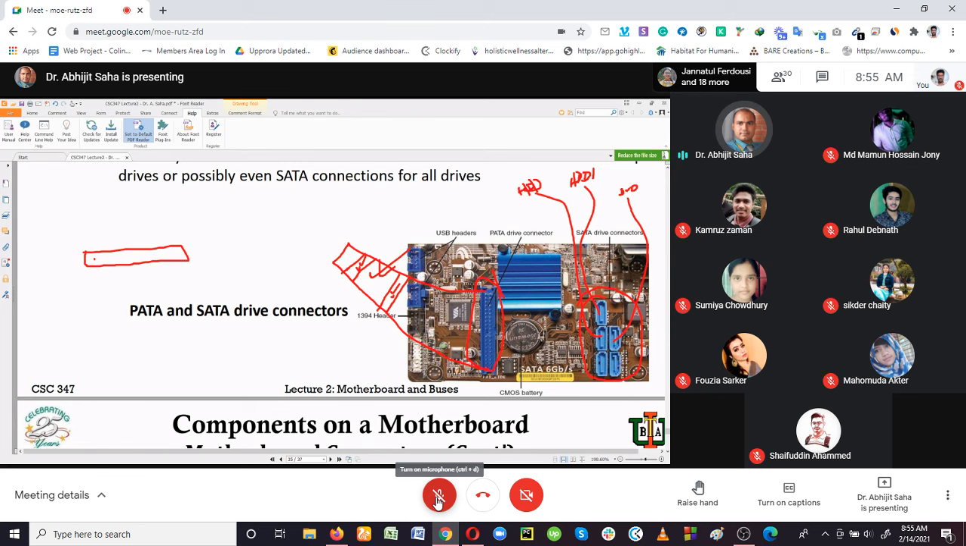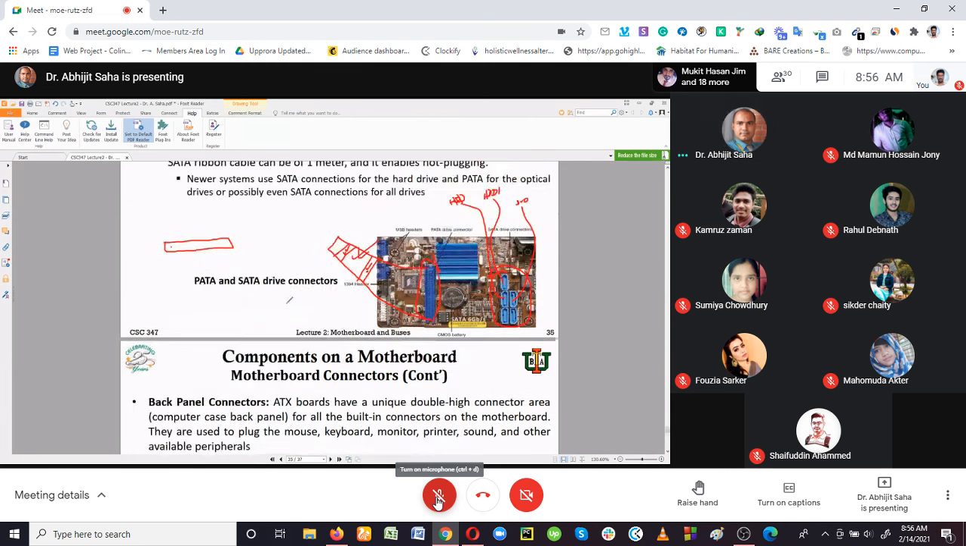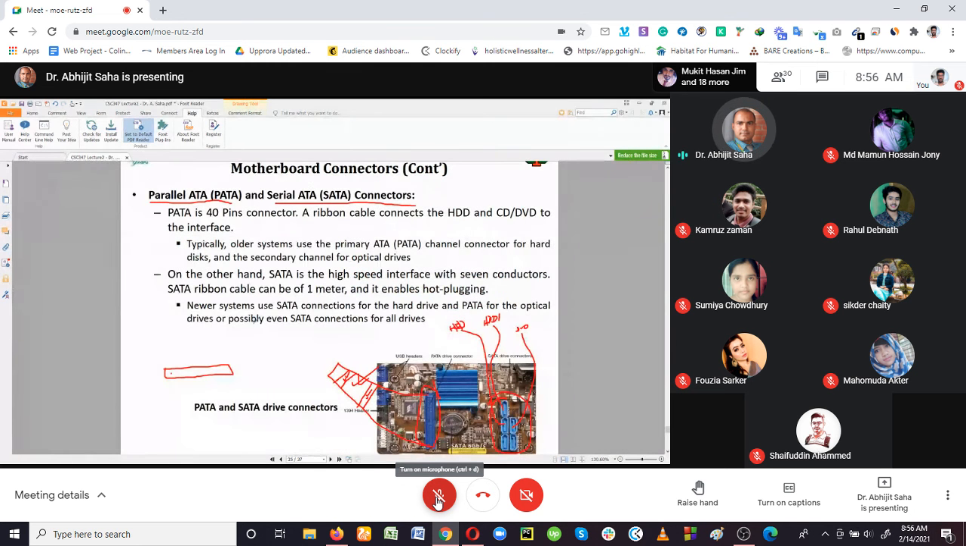This is why you'll see at least a minimum of 4 SATA connectors are common on most motherboards, so that if you need, you can use the extra one. So this is what we are talking about, the SATA connector and the PATA connector.